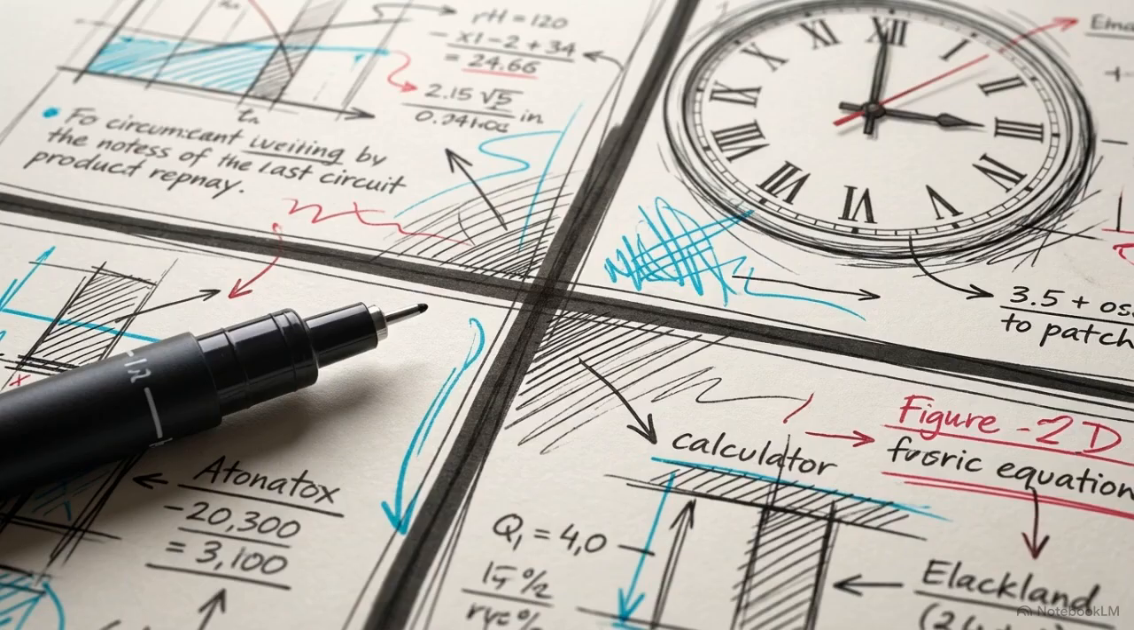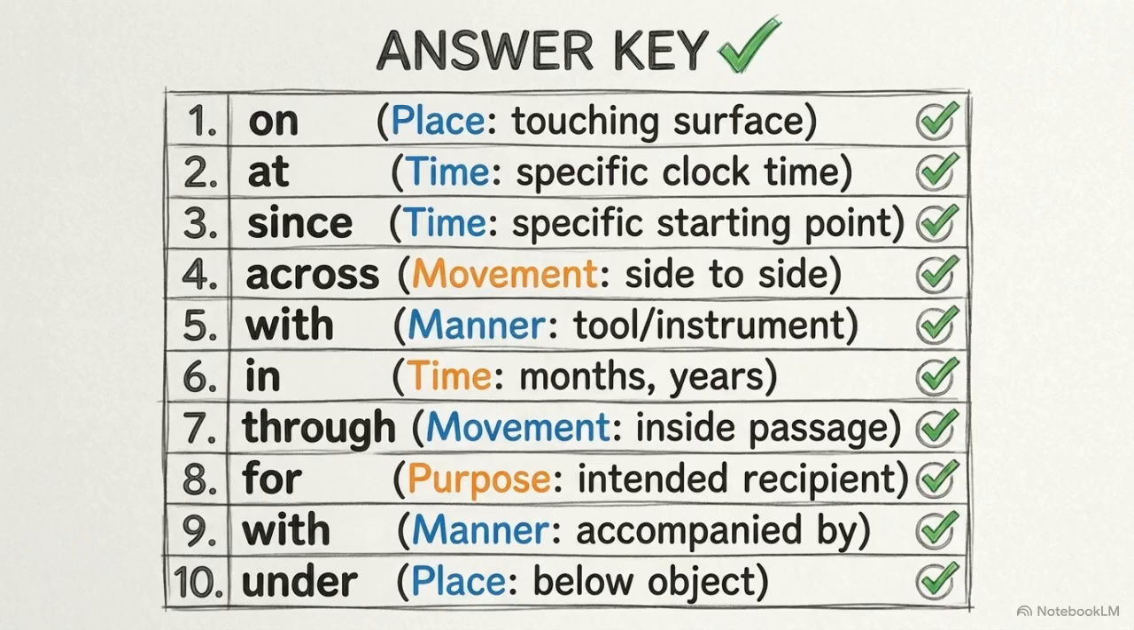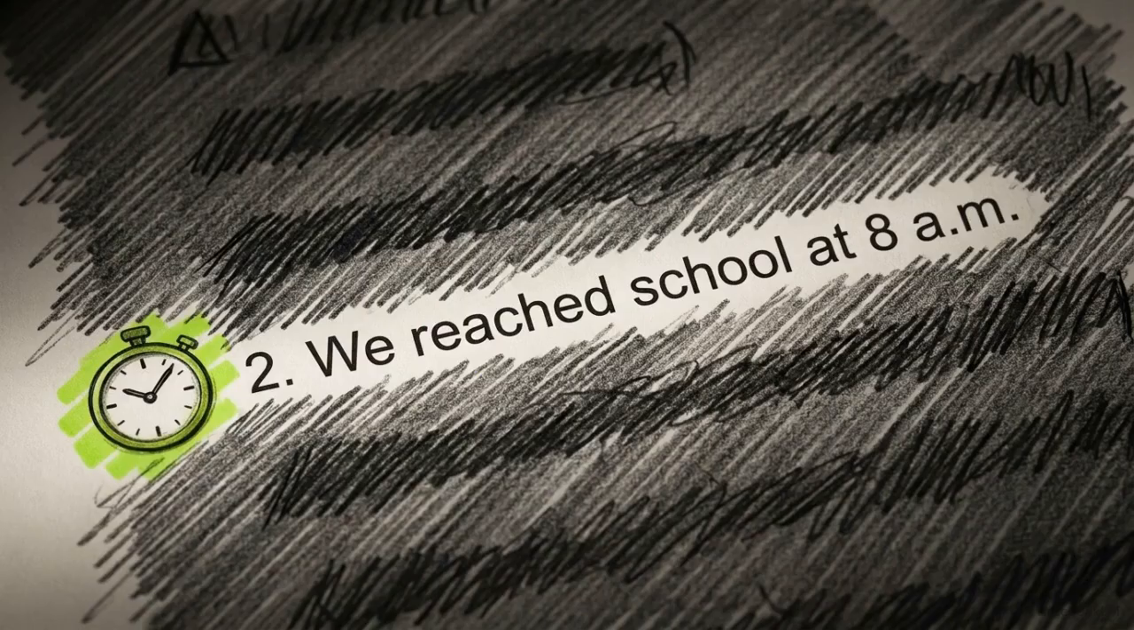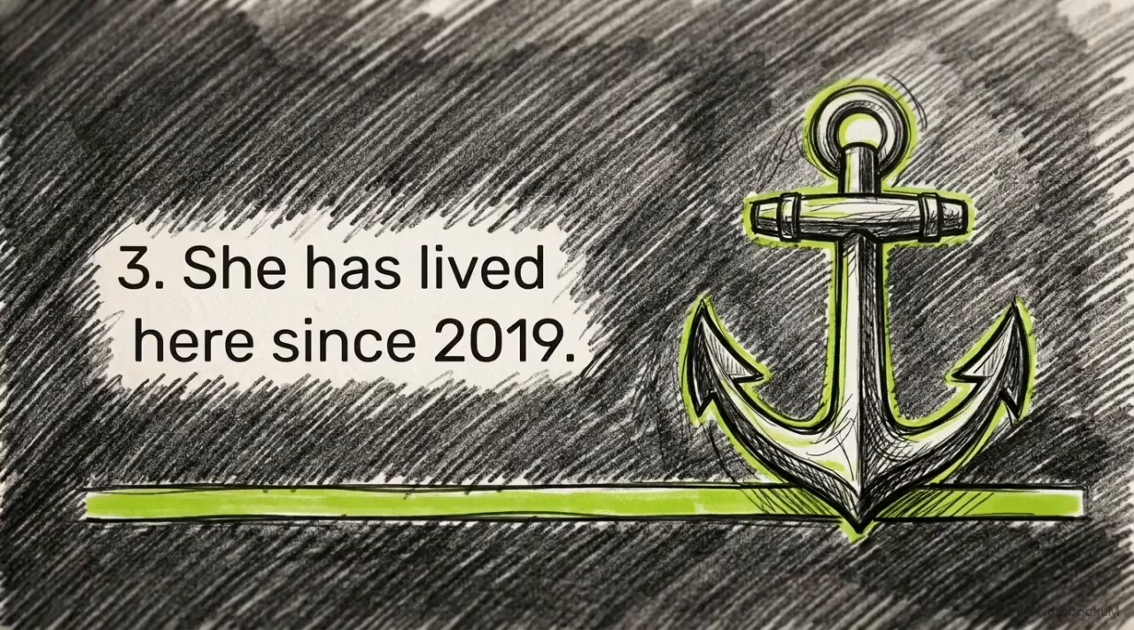Putting these rules into a sprint shows how the logic you just built on the page can replace second guessing when you're working under pressure. Match your work against these correct answers to see where your logic held up. Look at question 2. Reaching school at 8 a.m. required at because it's an exact clock time. In question 3, you needed since because 2019 is a specific starting anchor, not a duration of time.